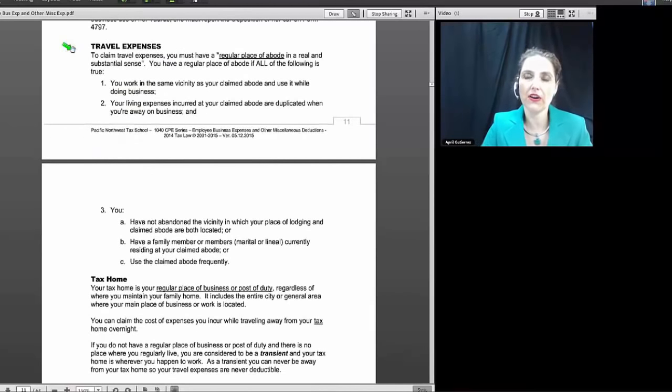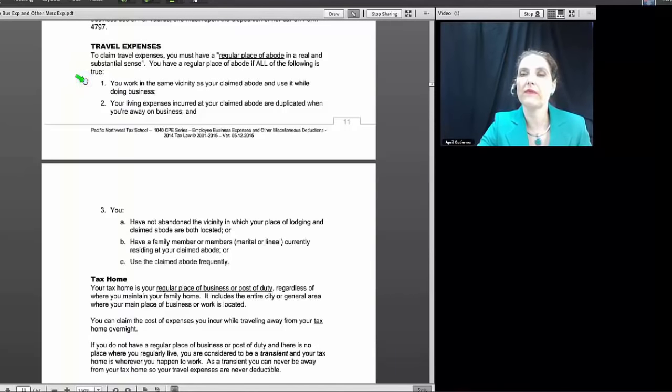Next one up, we have travel expenses. So we've been talking about the car and how you deduct expenses on your car, standard or actual. Now we're going to move on to travel expenses. To claim travel expenses, you must have a regular place of abode in a real and substantial sense. And you have a regular place of abode if all of the following is true.